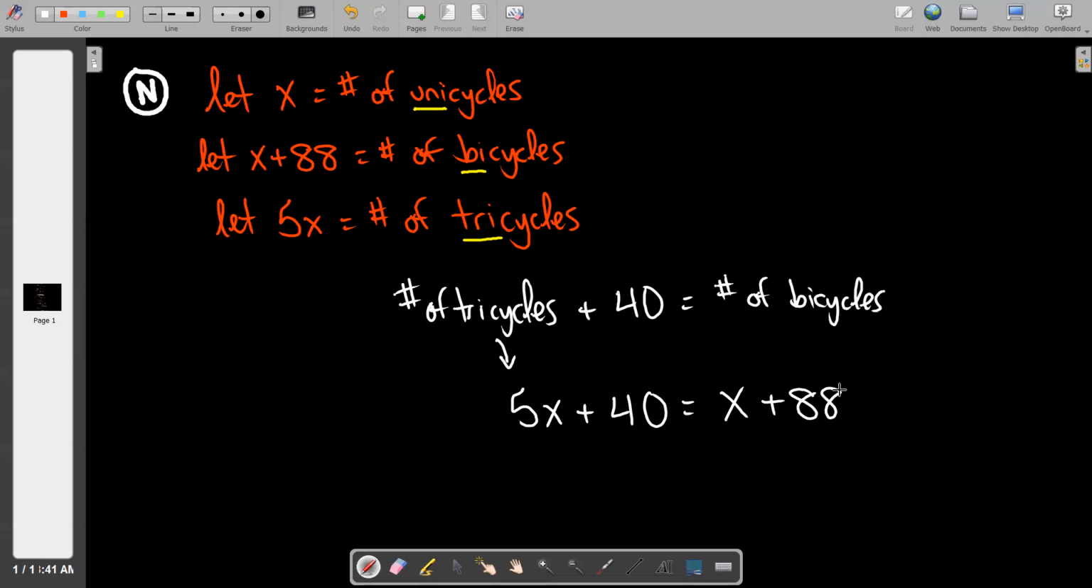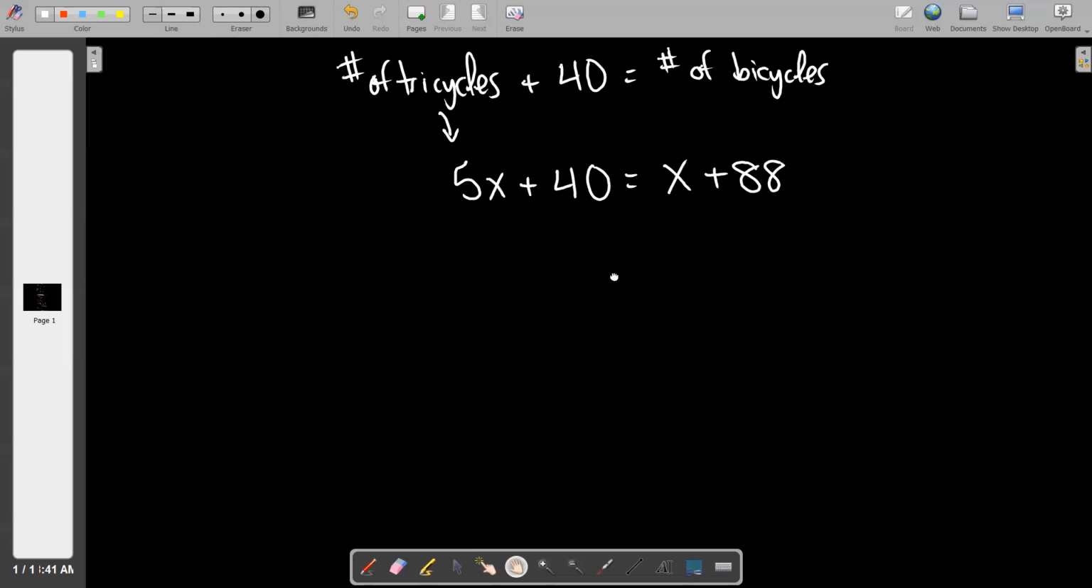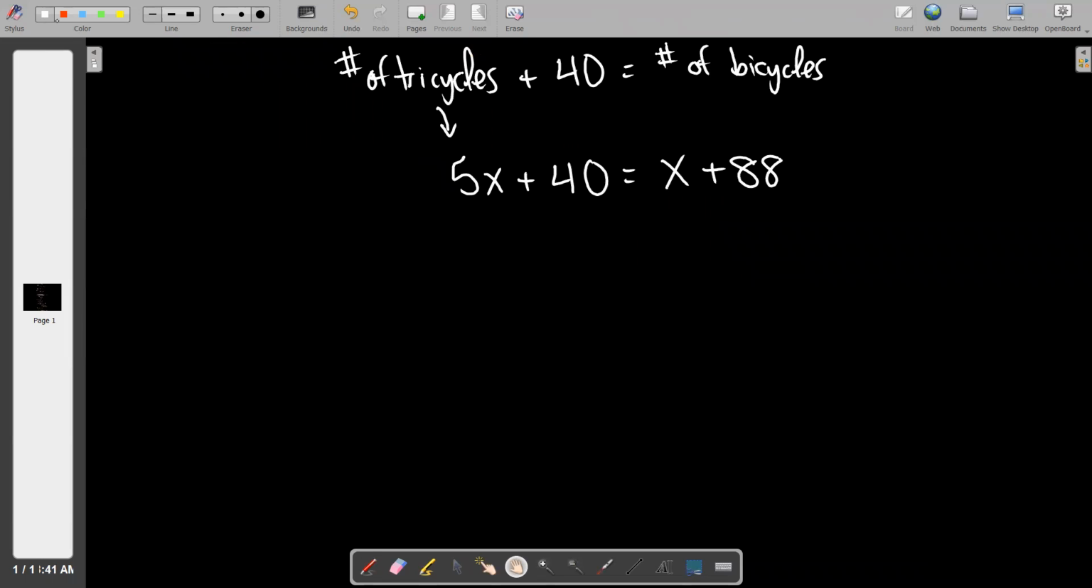And then as always, here comes step 3, which ought to be super light work by now. So subtracting x gives us 4x. Subtracting 40 gives us 48. Y tienes que dividir los dos lados por 4. X, ¿cuáles? 12. Perfecto. What did we just find?